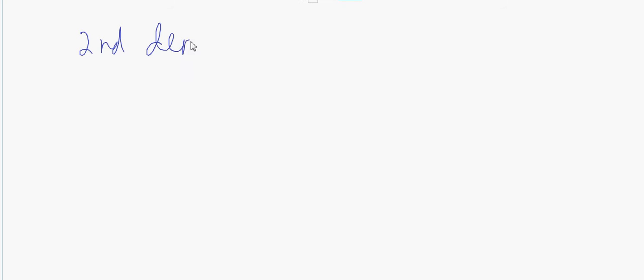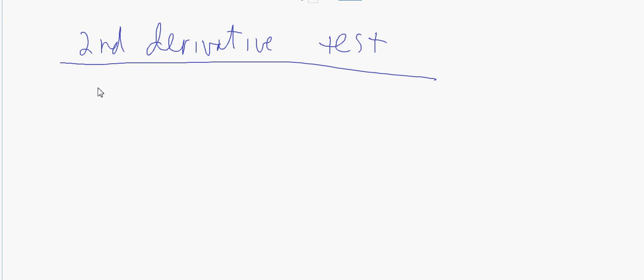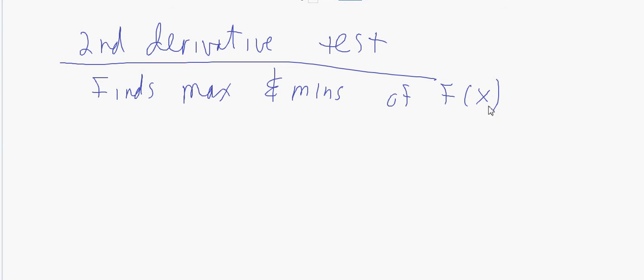Second derivative test finds maximums and minimums of a function. Finds maxes and mins of any function. I'm going to say f of x, but it doesn't matter if it's f of x or not. Just some function.